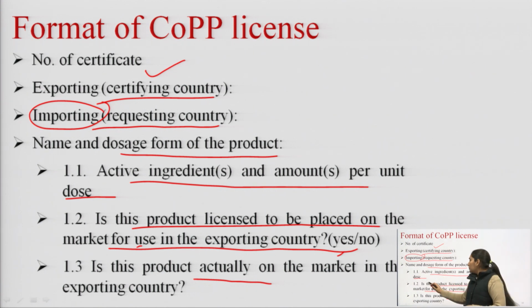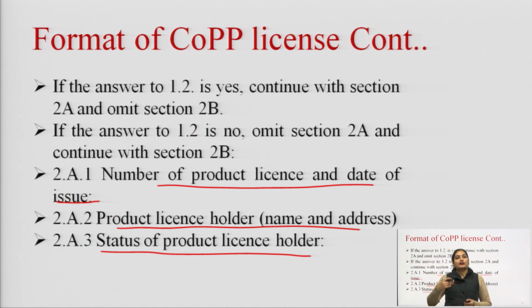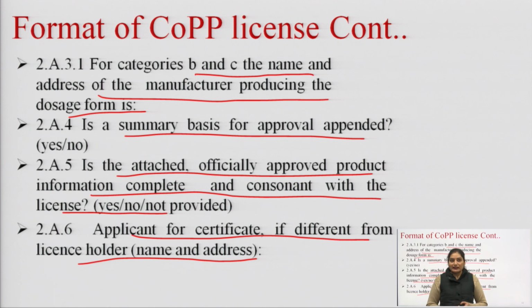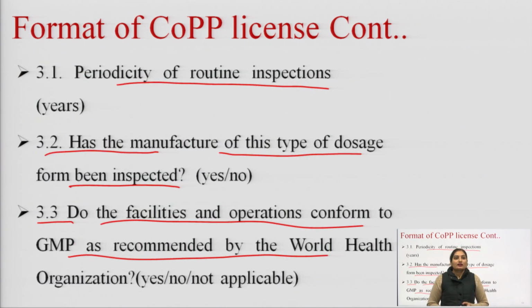Okay. So, on the license, the name and dosage form of the product is mentioned, and in section 1.1, the active ingredient and amount per unit dose. 1.2 is, is this product licensed to be placed on the market for use in the exporting country. Likewise, section 2A is related to the number of product license and date of issue, product license holder, and status of product license holder. Similarly, in section 3, the periodicity of routine inspection will be mentioned, whether the manufacturer of this type of dosage form has been inspected, and whether the facilities and operations conform to the GMP as recommended by the WHO.